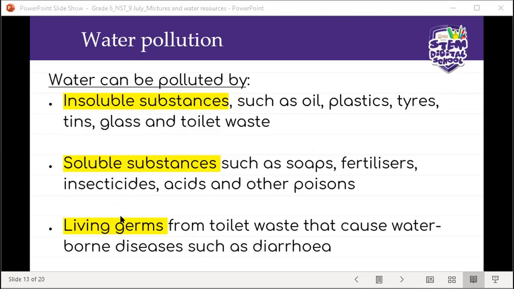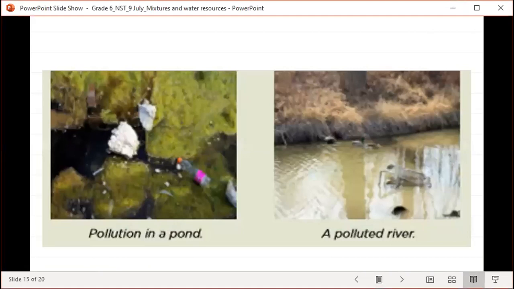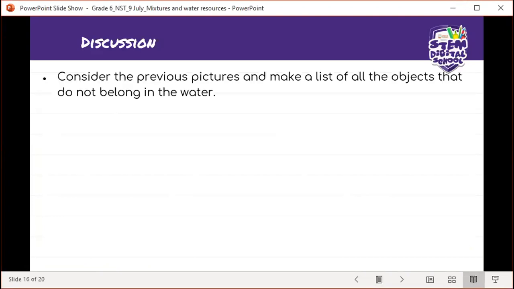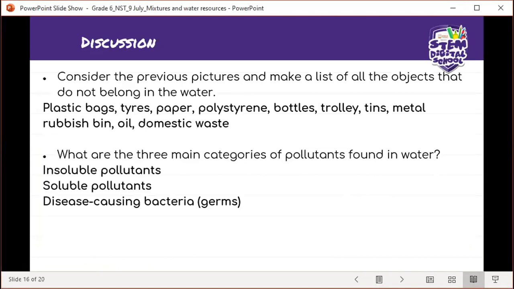Okay, is everyone good? Is everyone following? Trisha says they will remember. Beautiful. If you remember that, then you are good to go. So it's insoluble pollutants, soluble pollutants, as well as disease-causing bacteria.